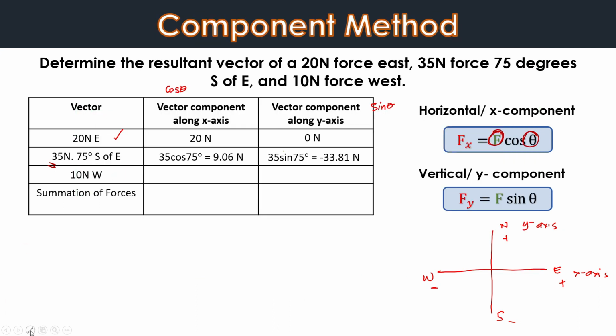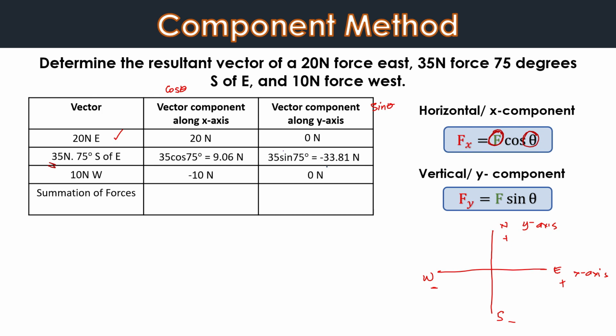And last vector, we have 10 newtons west. So dahil ito ngayon ay purely na nakalay along x-axis again, along the west side. And kung babalikan natin yung Cartesian plane, the negative side of the x-axis, so yung vector component natin ngayon ay negative 10 newtons. Therefore, yung x component ngayon ng ating vector ay negative 10 newtons. Along y-axis, ito ngayon ay 0.